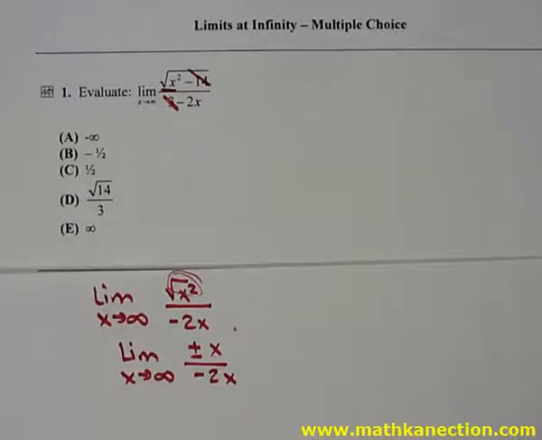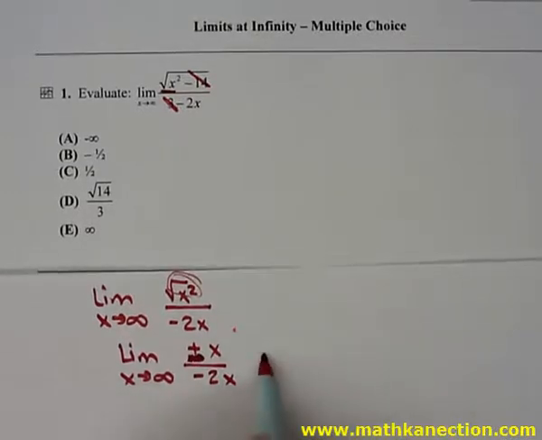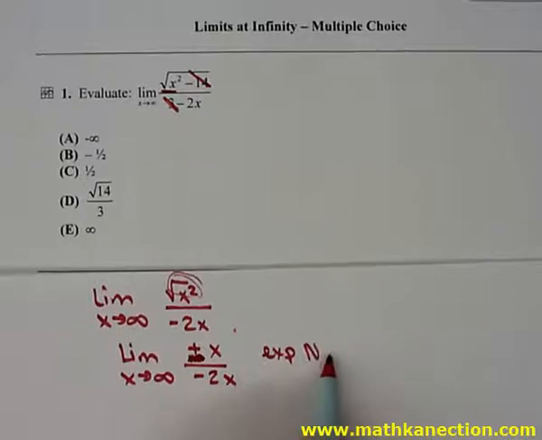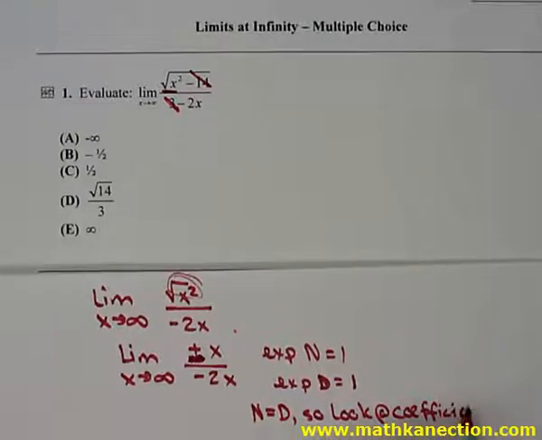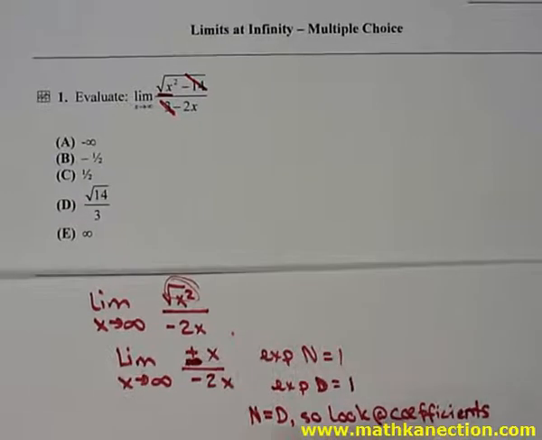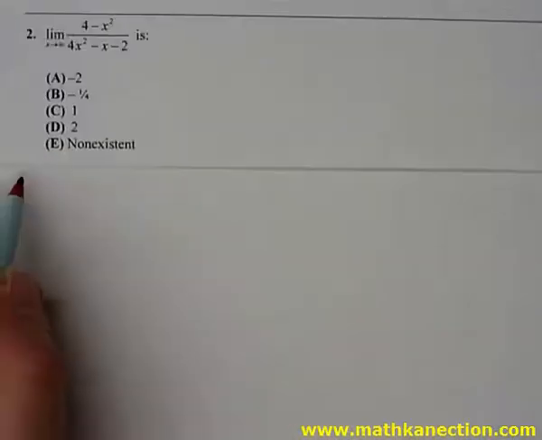Since we're looking at the limit as x approaches infinity, that'll be that positive value, so instead of keeping positive and negative x, we'll just have the positive version of x. So now as we look at the exponent of our numerator, that's going to be 1. The exponent of the denominator is also 1. And since they are equal to each other, again, we'll look at the coefficients. The coefficient of the numerator is 1 and the denominator is -2, so we choose B.